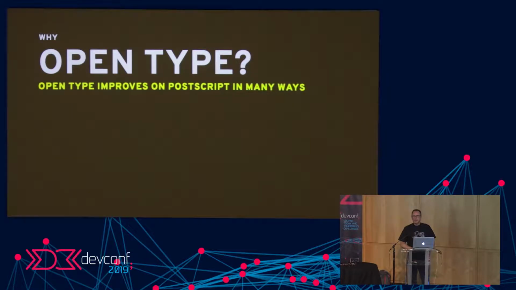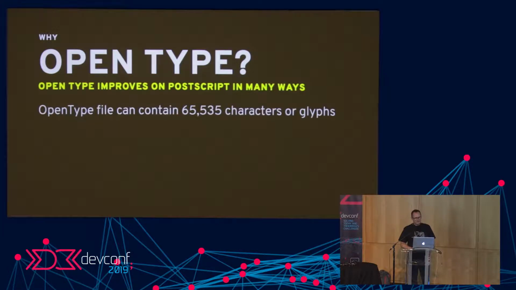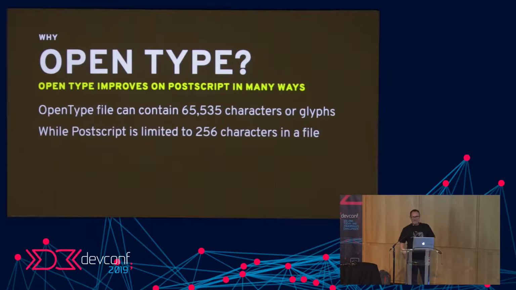So OpenType improved on PostScript, which was its predecessor, in a number of ways. The most significant one is that one OpenType font file can contain over 65,000 characters or glyphs. So this means that you can get a whole lot of information into that. Whereas previously, a PostScript file was limited to 256 characters in one file.